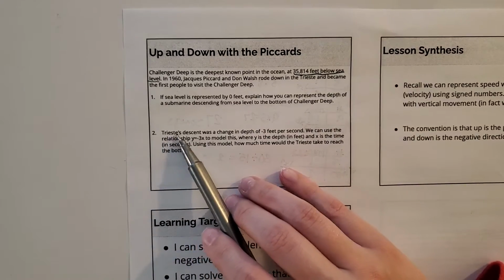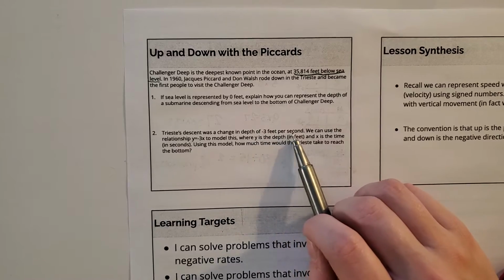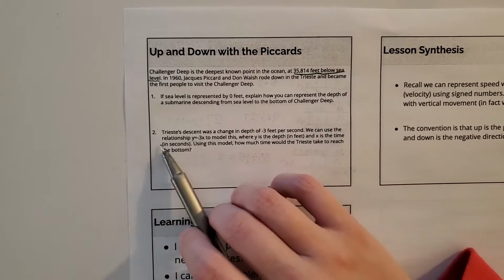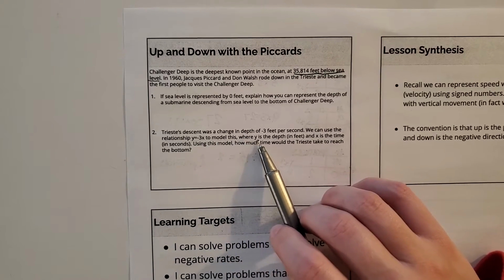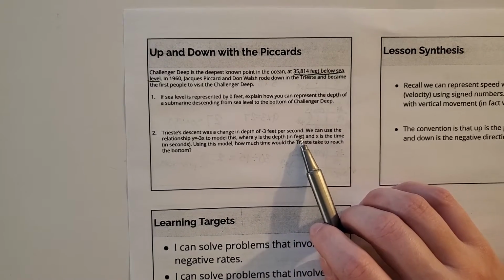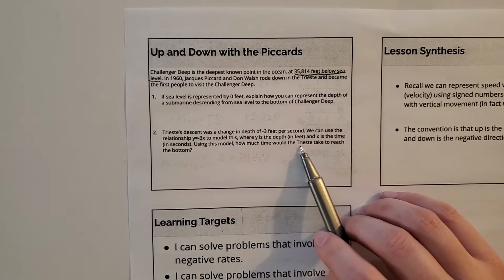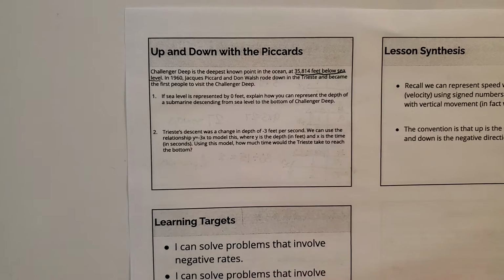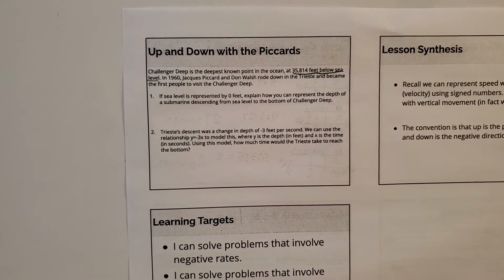Question 2. Trieste descent was a change in depth of -3 feet per second. We can use the relationship y equals -3x to model this, where y is the depth in feet and x is the time in seconds. Using this model, how much time would the Trieste take to reach the bottom? Try both of these problems for about 5 minutes and then come back if you need help.